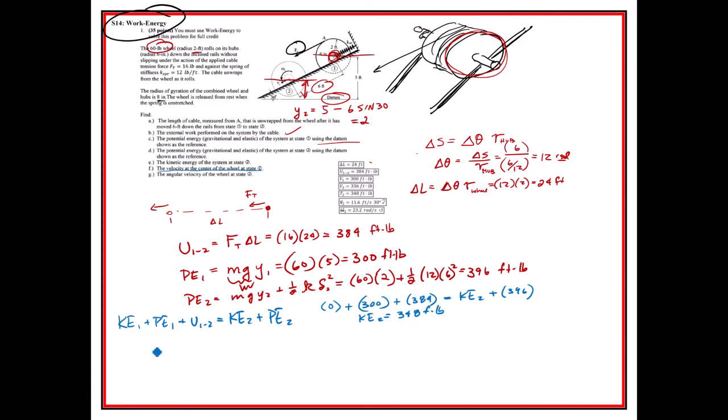And kinetic energy at 2 is going to be 1/2 I omega 2 squared, plus 1/2 the mass of the thing times the velocity at the center squared. And I should have gotten what the I was going to be of this thing.